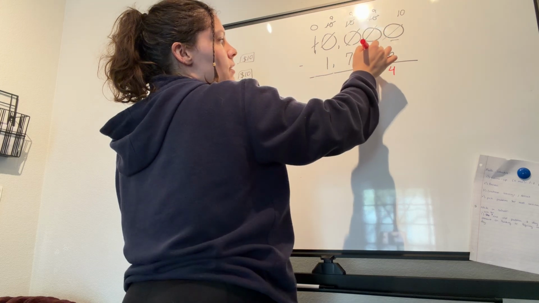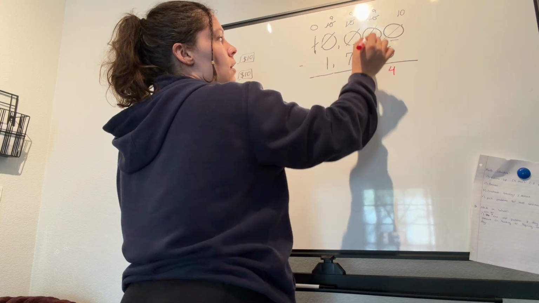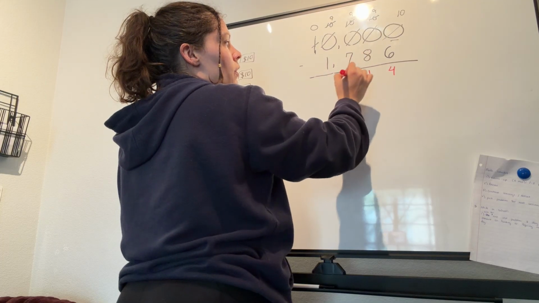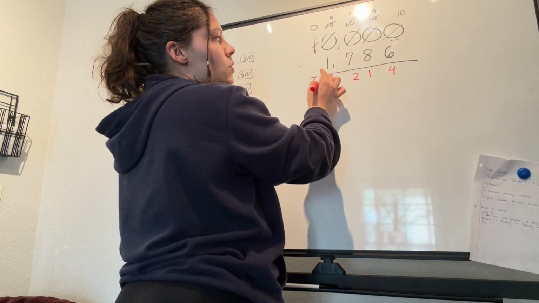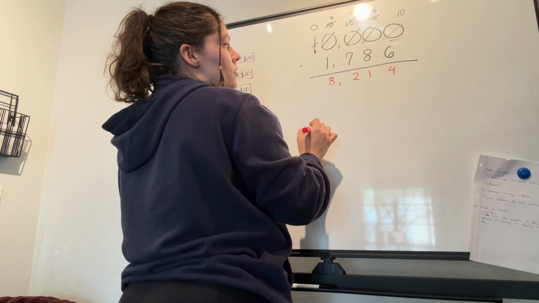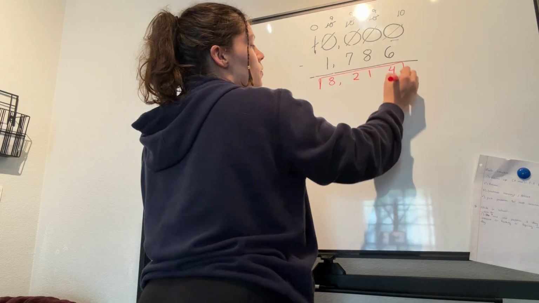9 minus 8 is 1. Then we have 9 minus 7, which is 2. And then 9 minus 1, which is 8. And this is our answer: 8,214.